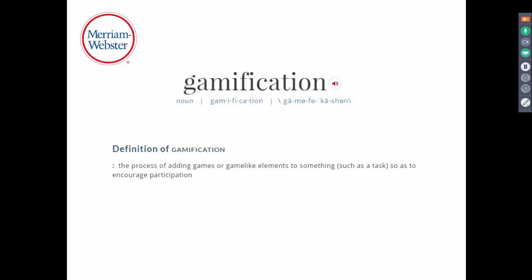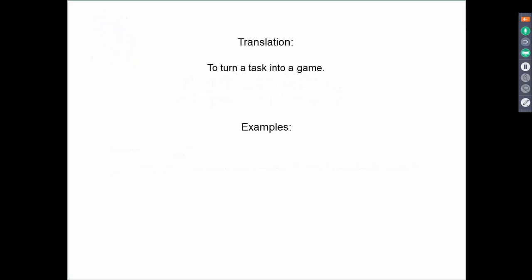Okay, well, that kind of makes sense. It's a little bit textbookish. If you want me to simplify that, gamification is to turn a task, maybe a routine task, into a game. And some examples, just to start to think about.